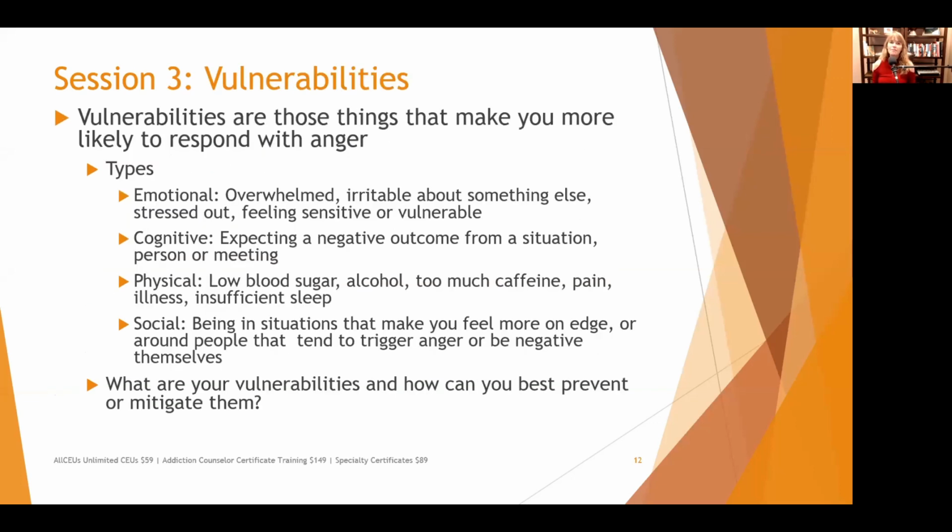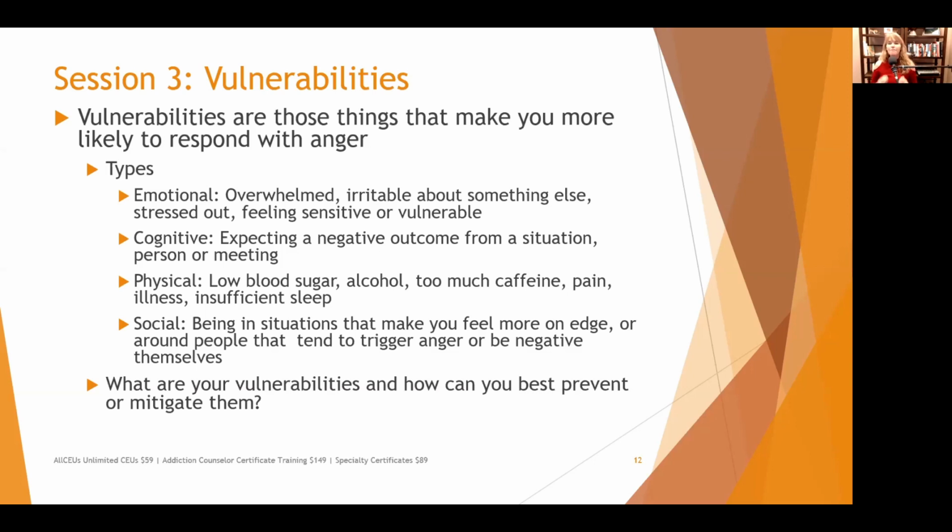In session 3, you talk about vulnerabilities. Vulnerabilities are those things that make you more likely to respond with anger. And most of us are aware of our vulnerabilities, but not everybody is. When people feel emotionally overwhelmed, irritable about something else, stressed out, or they feel vulnerable in some way, they may be more likely to respond with anger. If they're already feeling like they're at the brink, then other stressors could make them respond more strongly because they're trying to protect themselves.